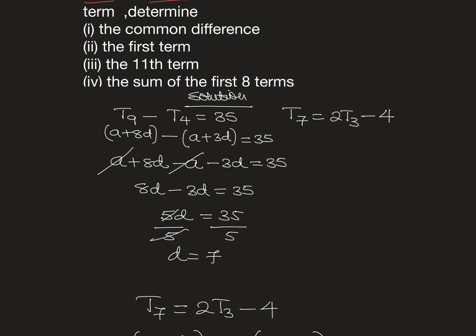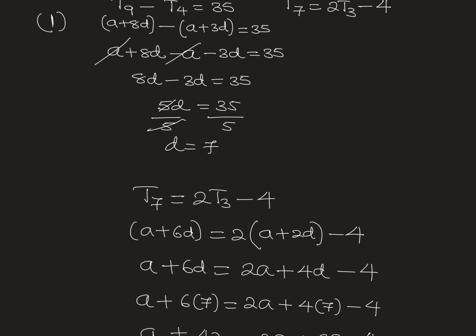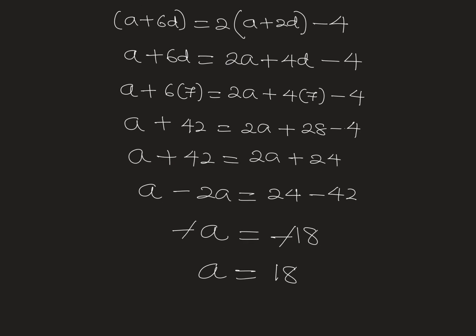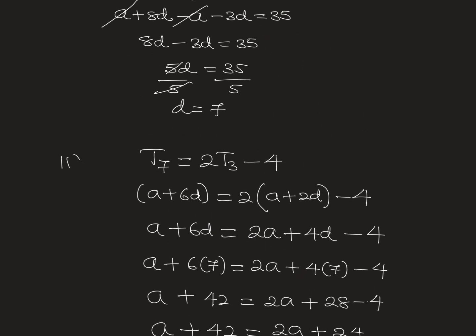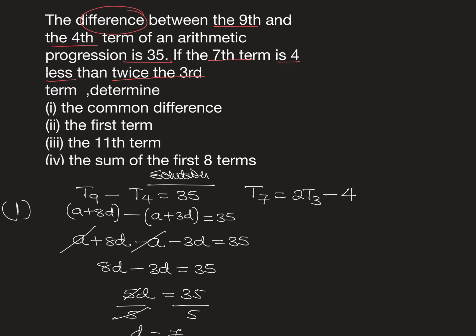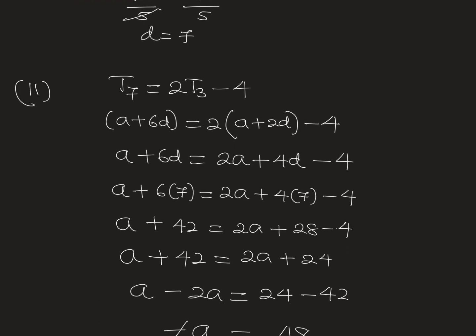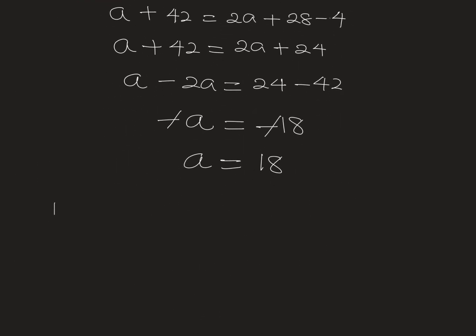It asks us the common difference, so we can say this is 7. For question 2, it says we find a, so we can say this is the answer for 2. The third question is asking us to find the 11th term.